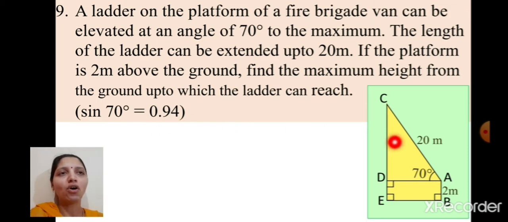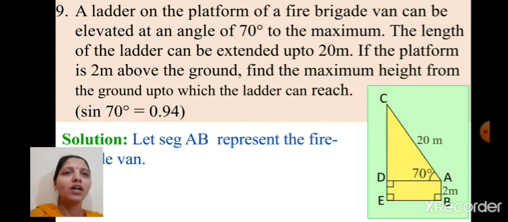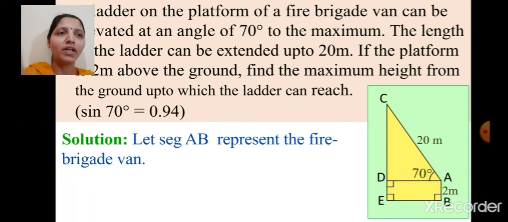Now first we will draw a diagram. So here segment AB represents the fire brigade van.